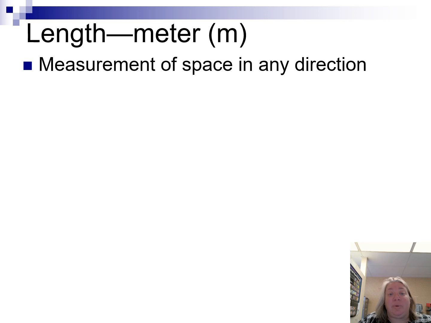Now, the very first one we want to talk about is length. We measure that in meters, and length is just defined as the measurement of space in any direction. So width is the same as length, it's just in a different direction. That's why we don't list it out separately.